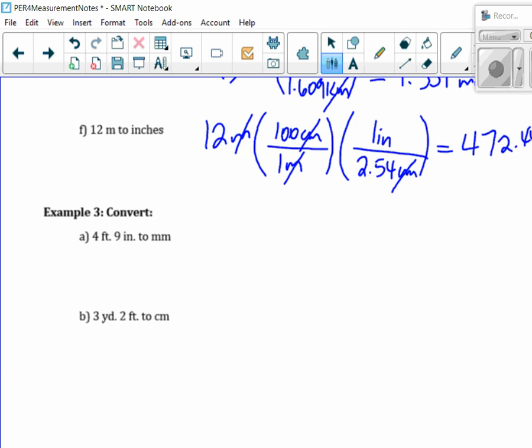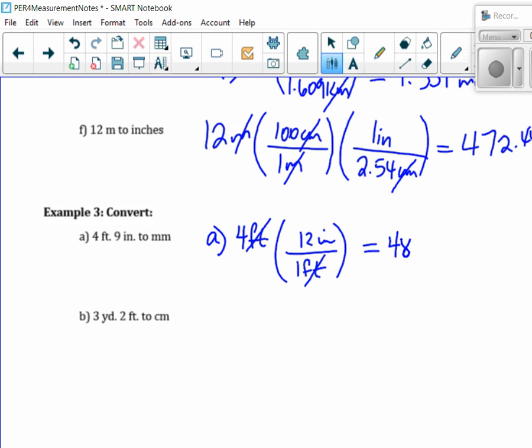All right, so now we're going to get into a little bit more complicated things. And that's when we have a mixture of two different measurements in the imperial and then convert it to one. So we need to convert feet to inches and then inches to millimeters. So we're going to do this in 2 steps. First, we're going to convert 4 feet to inches. What's the conversion? 1 foot is 12 inches. So the feet cancel, and we're left with 48 inches.